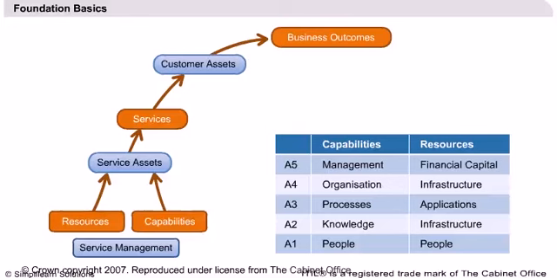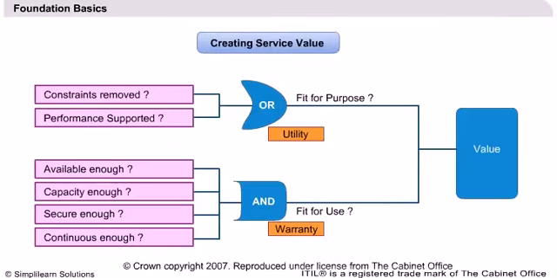Now we will understand creating service value and discuss two primary elements: utility or fitness for purpose and warranty or fitness for use. From the customer's perspective, value consists of these two primary elements. Utility is perceived by the customer from the attributes of the service that have a positive effect on the performance of tasks associated with desired outcomes.